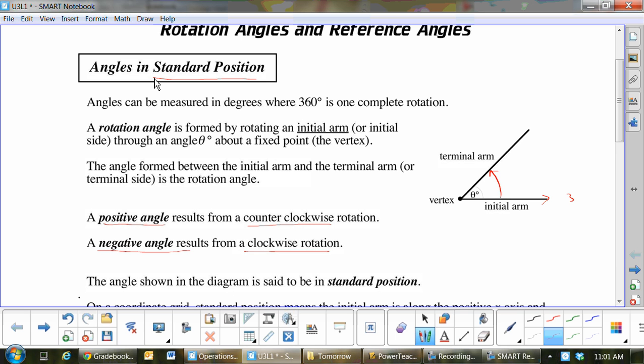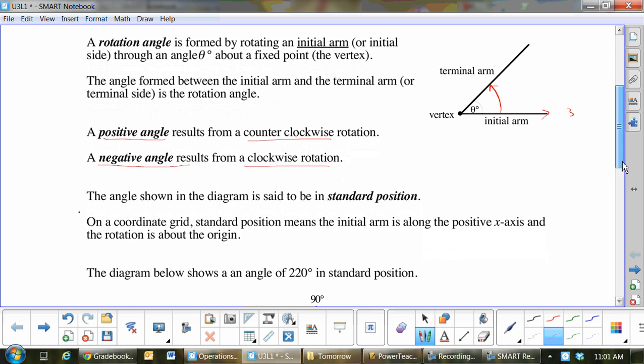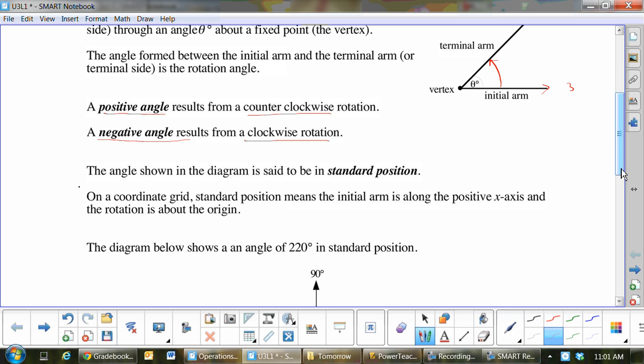Now, we say this is in standard position because basically it starts at 3 o'clock. Okay? Now on the coordinate grid, standard position means the initial arm is along the positive x-axis and the rotation is about the origin or the vertex. Okay? Now the origin, because this is 0, 0 here. Whenever we do a graph, we're going to be always calling the center 0, 0. Okay?